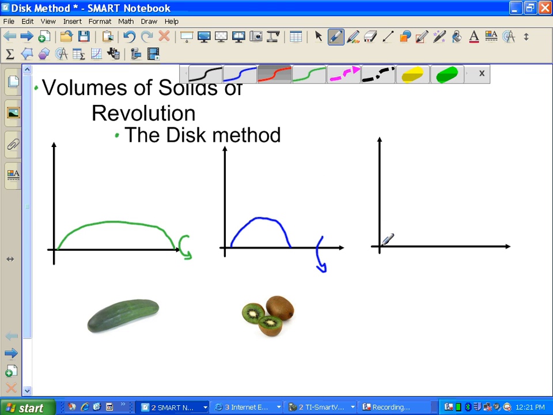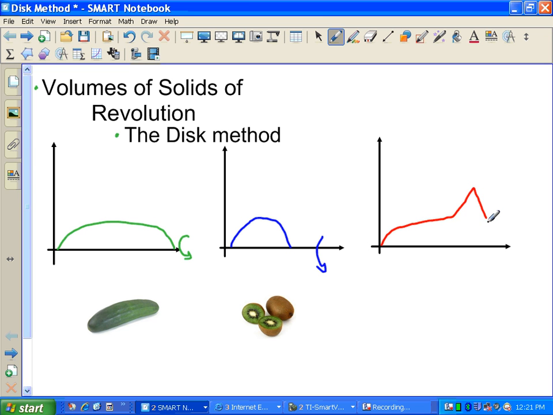The last sort of example that I'll show you is going to be a little more difficult for me to draw, so I'll just take my time. A shape, perhaps, like that. Okay, if I take that shape, and it would be a composite of a bunch of curves, and I were to spin it about the x-axis again, I would get some sort of three-dimensional object. Okay, not a cucumber, not a kiwi, but something that you've probably seen before if you've been paying any kind of attention in your world.